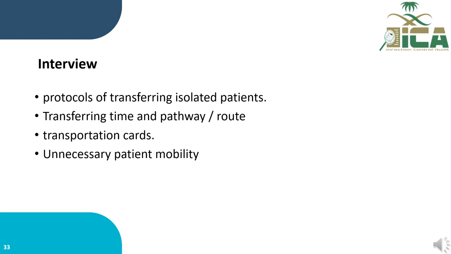Also, you can ask them to bring you any type of transportation card. You can check that it is available, and that they know about this transportation card. You can also ask them about the meaning of the specific colors, like green, and when we use them: which type is used for contact precaution, airborne precaution, or also droplet precaution.